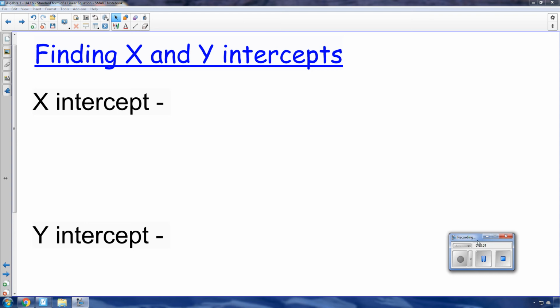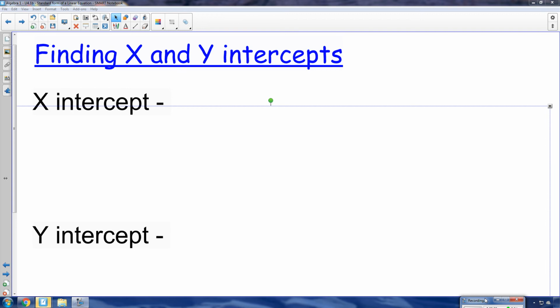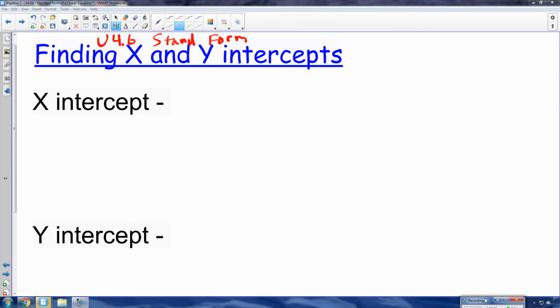All right, welcome everybody. Your notes on this are on finding X and Y intercepts. I believe your notes should say Algebra 1, Unit 4.1b, standard form of a linear equation. That's what we're taking notes on. So make sure you please write the date here and let's begin.